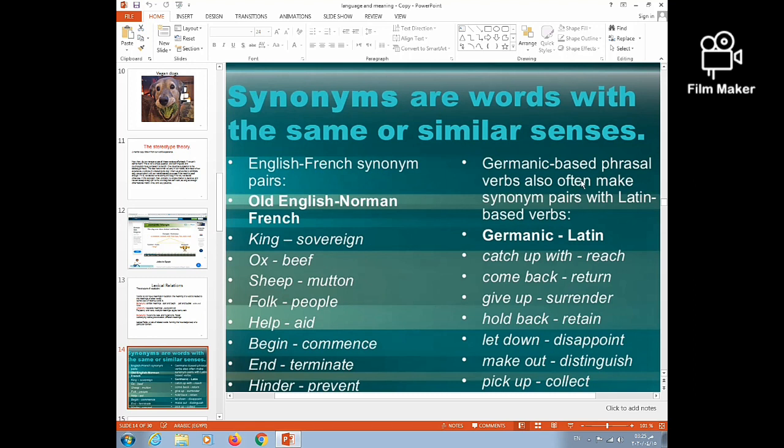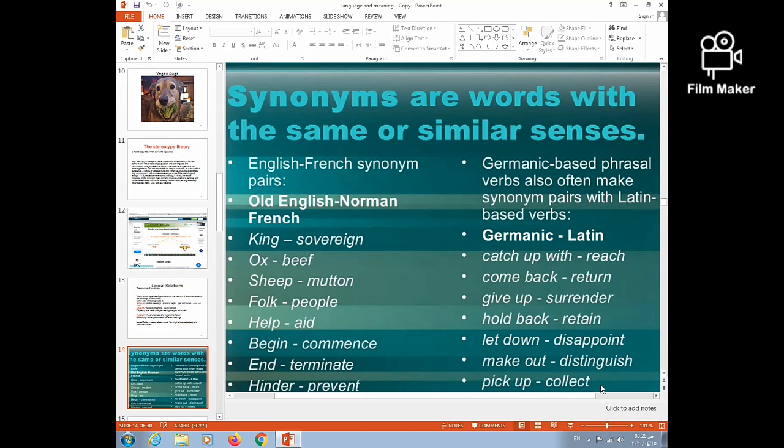If you look at another kind of borrowing, we have phrasal verbs, Germanic and also Latin. You know that English is a Germanic language, and it borrowed many words from Germanic languages such as Dutch, German, and Danish, and so on. So we have catch up with and reach, come back and return, give up and surrender, hold back and retire. And you may know that these Germanic phrasal verbs are very common in speech.